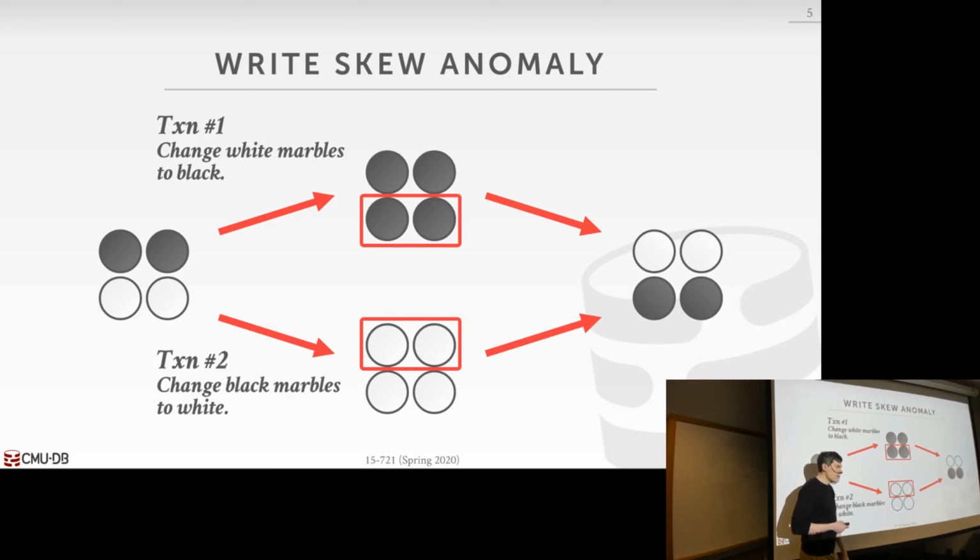Yes? So the assumption here is that the transaction is essentially reading all of the tuples, which are the marbles. Yes.